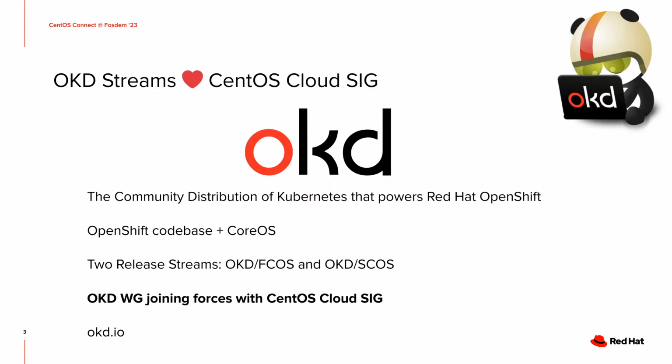The special thing about OpenShift and OKD is that the lifecycle of the cluster and the operating system are tightly coupled. So we ship them together in a payload. And when we update the cluster, we also update the operating system. Big announcement really today: the OKD working group is joining forces with the CentOS Cloud SIG in order to produce CentOS Stream CoreOS together. If you're interested in learning more about OKD, check out okd.io.